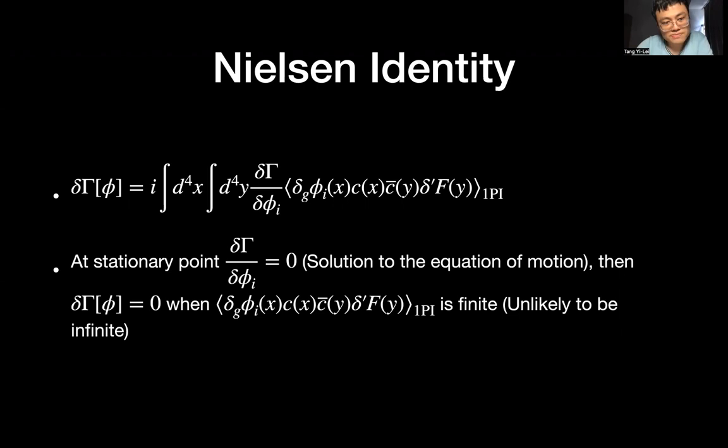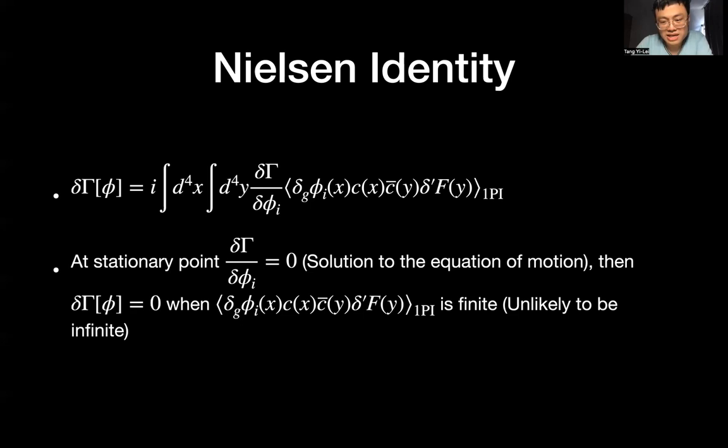On the left-hand side of this equation, the delta gamma over delta phi indicates that if we change the gauge fixing term just a little bit, then the effective potential or the gamma functional may change accordingly a little bit. On the right-hand side, this is proportional to delta gamma over delta phi I. At the stationary point where delta gamma over delta phi I equals zero, which means the gamma obeys the solution to the equation of motion, then obviously the delta gamma over delta phi will become zero on the left-hand side of this equation.